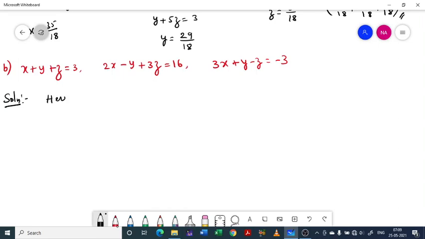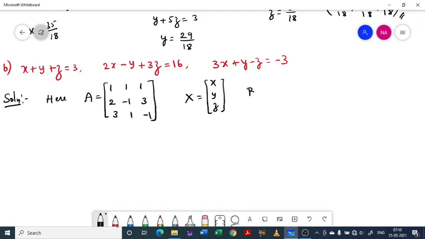Here A equal to 1 1 1 colon 3, 2 minus 1 3 colon 16, 3 1 minus 1 colon minus 3. Oh, sorry, that is a practice of writing an augmented matrix. Sorry, this is A, and X is x y z, and B is 3 16 minus 3.